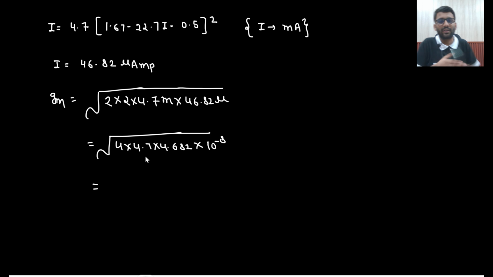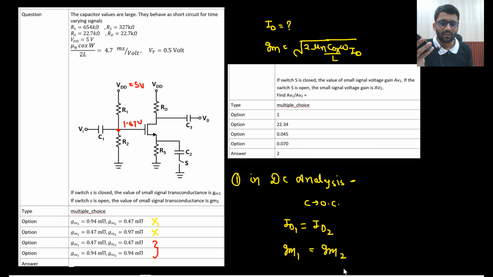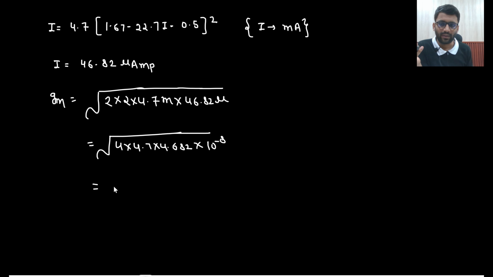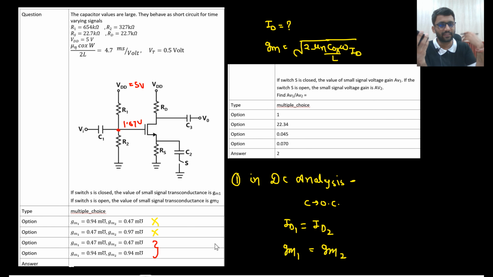Now we will just calculate the value. And as far as I remember, we get 0.494 millisiemens, or milli-mho also you can say. So this is the value of gm, which is equal to gm1, and both are equal. Why are both equal? Because the current is the same for both of them. Okay. Now let's see the next one.